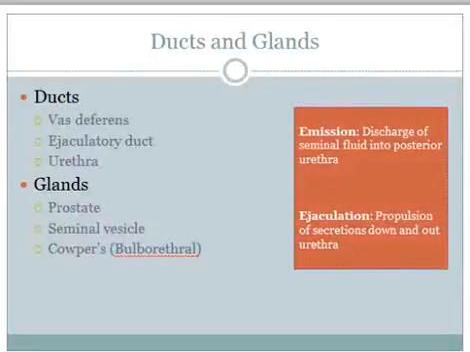And then last but not least are Cowper's glands. They're secreting a thin mucus into the urethra that's going to help with lubrication. And then we can consider it pre-ejaculatory fluid, which would be better for sperm to get through. So emission versus ejaculation is an important concept to understand. Emission is going to be the discharge of seminal fluid into the posterior urethra. So nothing has left the penis yet. And then ejaculation would be the propulsion of those secretions down and out the urethra.